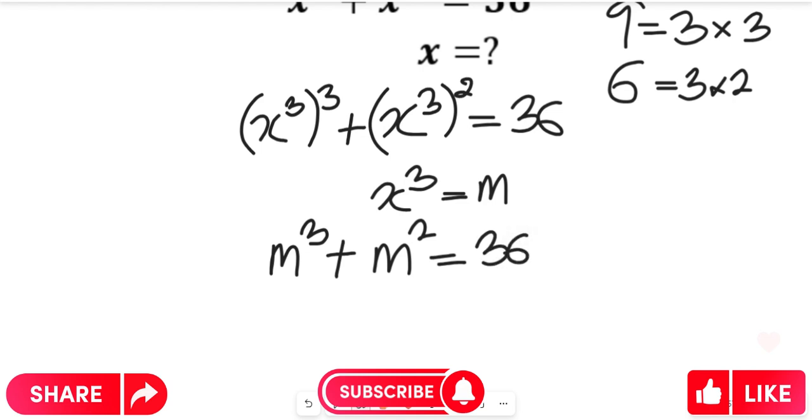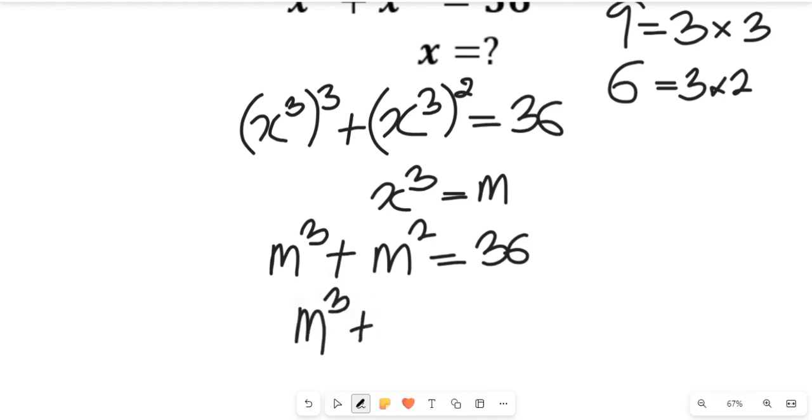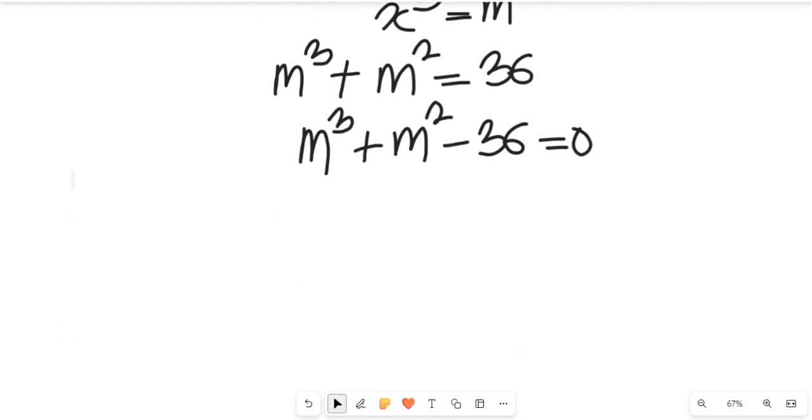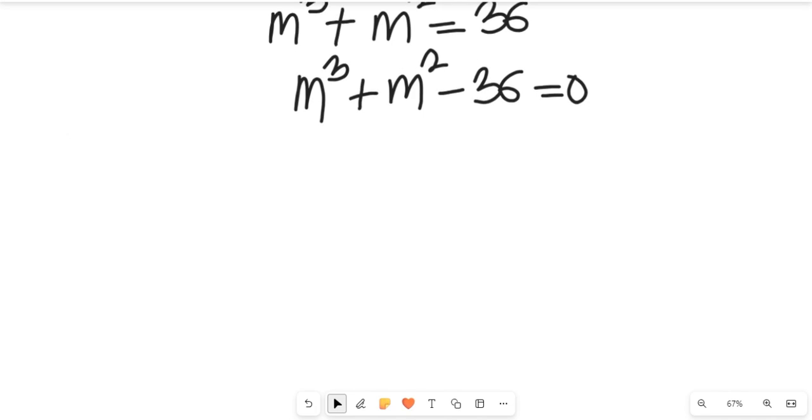So if we subtract 36 from both sides, this equation will now give us m cubed plus m squared minus 36, and this will be equal to 0. Fine. So we are going to simplify in order to get the value of m.